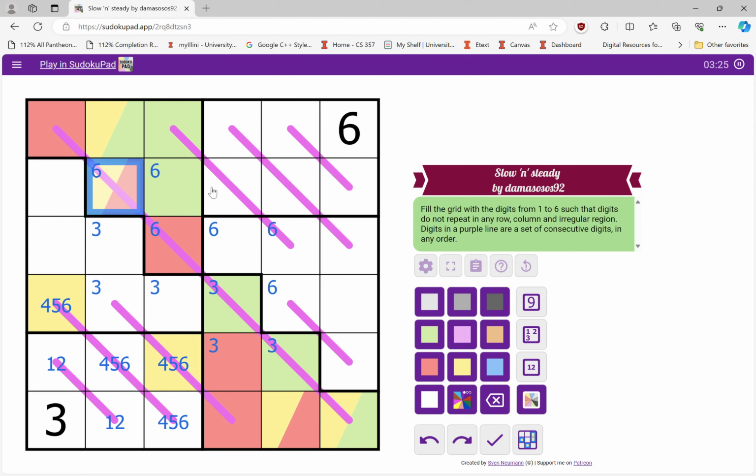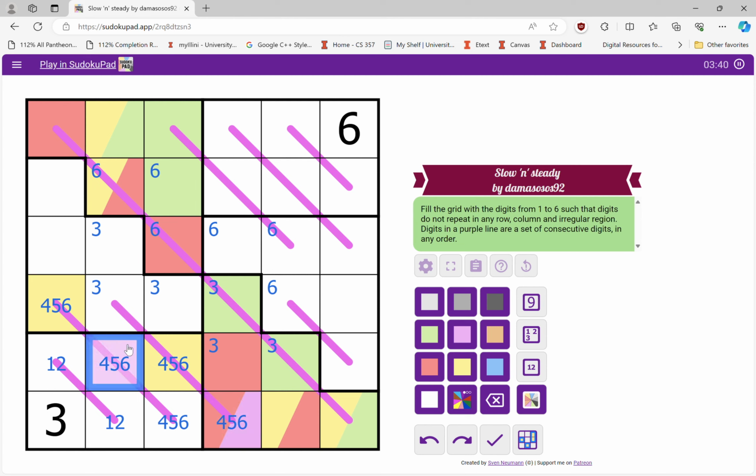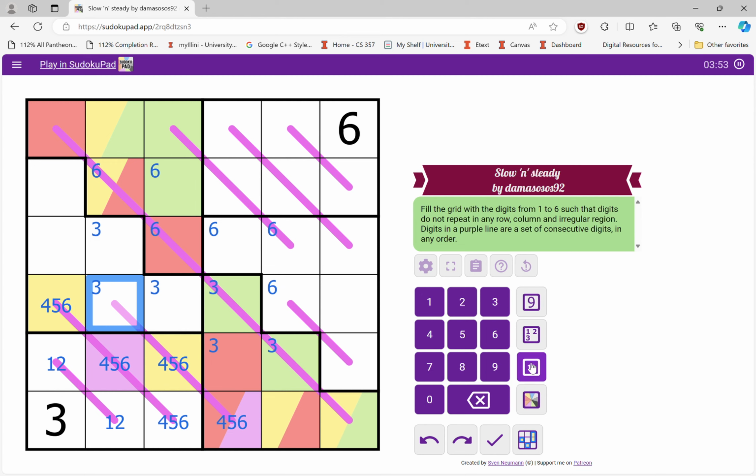Okay. Let's see. Well, this one here does have to be 4, 5, or 6. And it can't be yellow, so actually this one, I guess I can mark as being the same as that one. And it has to be one of these 2, I suppose. Okay. And then this one here is 3 or this. So I guess it's 3, 4, 5, or 6.